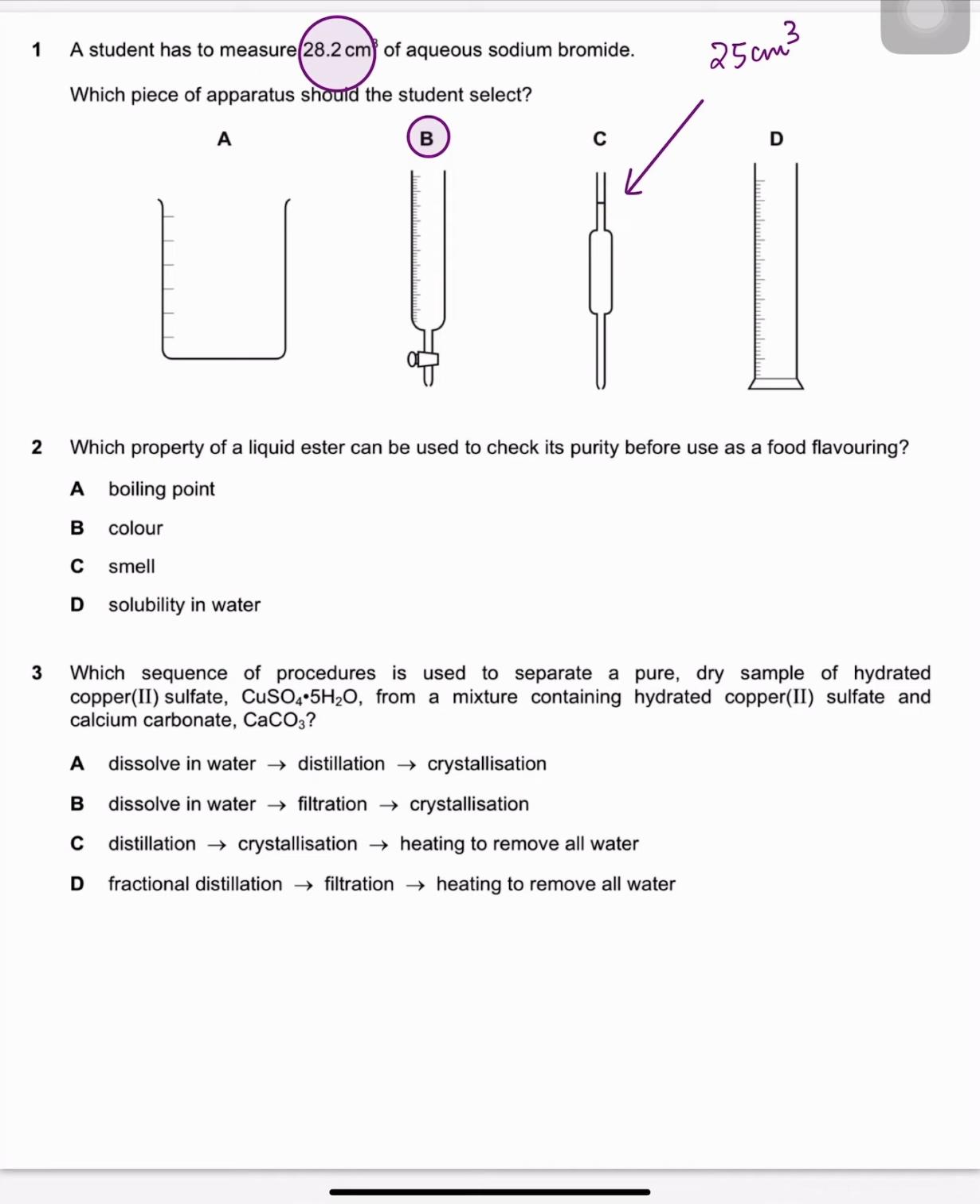Which property of a liquid ester can be used to check the purity before use as a food flavoring? Okay. Guys, you are unaware of many terms right now. For example, you are unaware of the term ester right now, which is used as a food flavoring. I will teach you the topic of organic chemistry, inshallah. Over there, we will discuss esters and their uses.